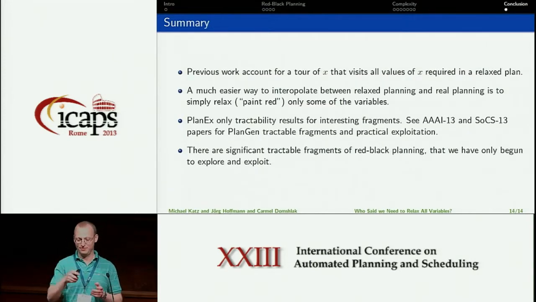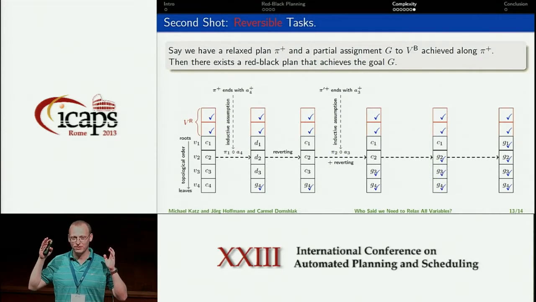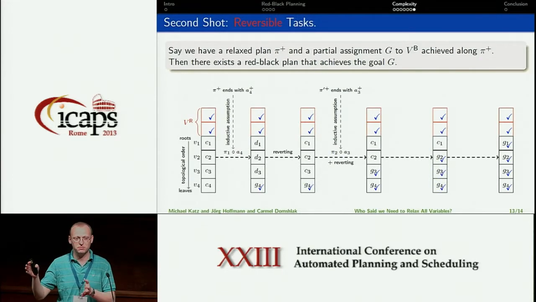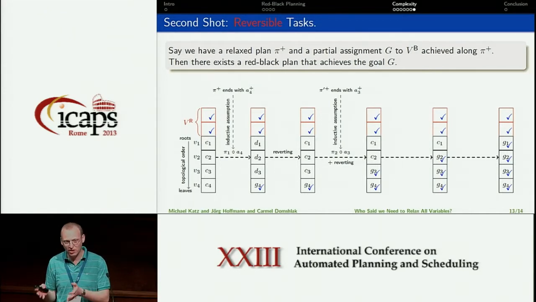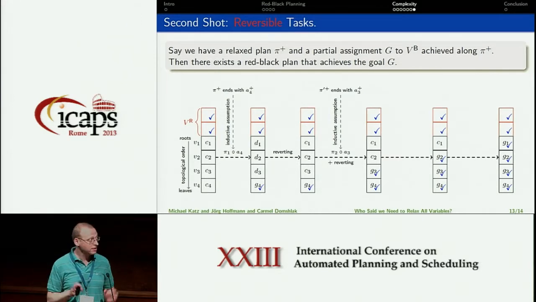So we know that for DAGs, with reversible red-black planning tasks, we can check whether a red-black plan exists by just checking whether a relaxed plan exists. That's it.